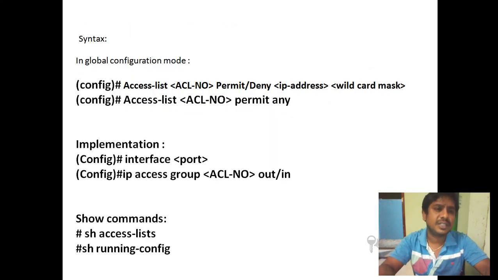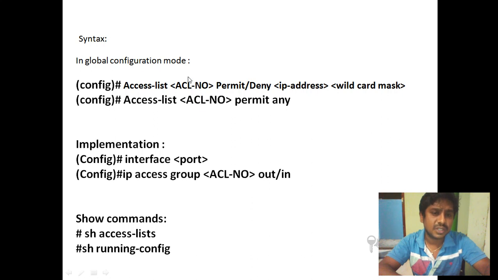Then coming to the syntax of the standard ACL. The syntax is like access-list. We need to write an access list number between 1 to 99, and then a permit or deny statement, which IP address to permit or deny, and what wildcard mask is to be used. This wildcard mask is nothing but the inverse of the IP address's mask. I can write it as a wildcard mask here. And then for the access list, the same number is to be used.